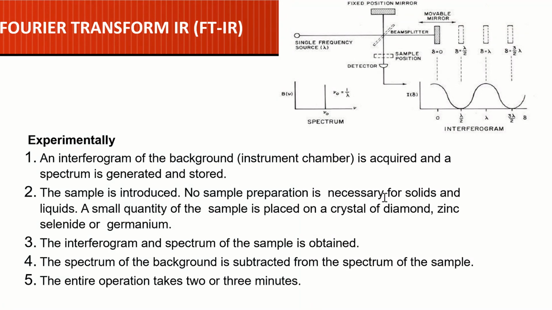The interferogram and spectrum of the sample is obtained, and the spectrum of the background is subtracted from the spectrum of the sample. The entire operation takes about 2 to 3 minutes, literally, right? So that's basically it. As we said, we're trying to have a general understanding of how the instrument works.